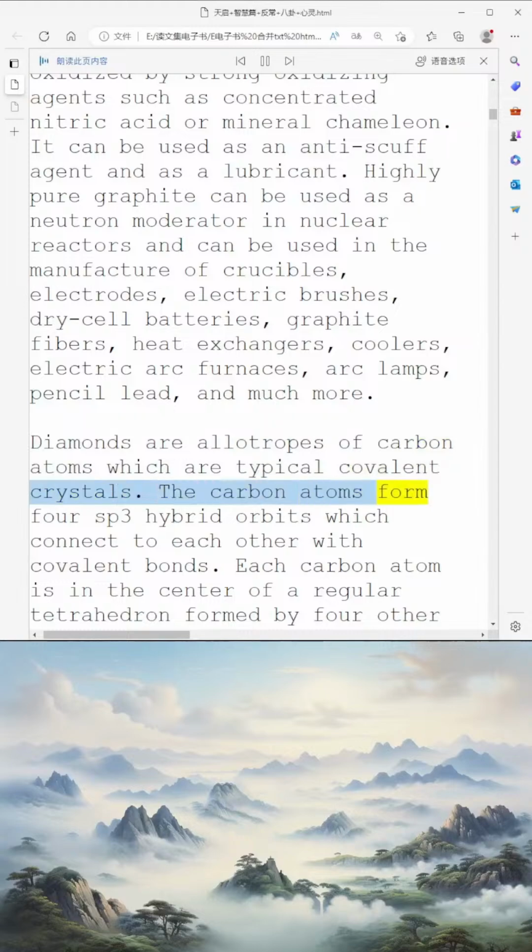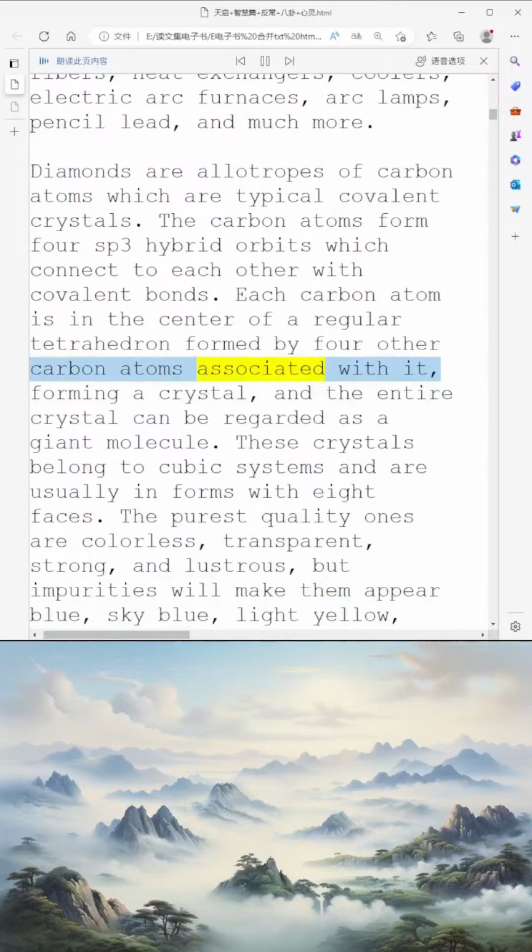The carbon atoms form 4 sp3 hybrid orbitals which connect to each other with covalent bonds. Each carbon atom is in the center of a regular tetrahedron formed by 4 other carbon atoms associated with it, forming a crystal, and the entire crystal can be regarded as a giant molecule. These crystals belong to cubic systems and are usually in forms with 8 faces.